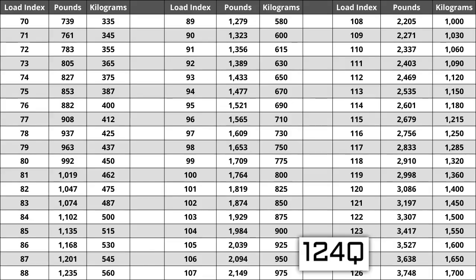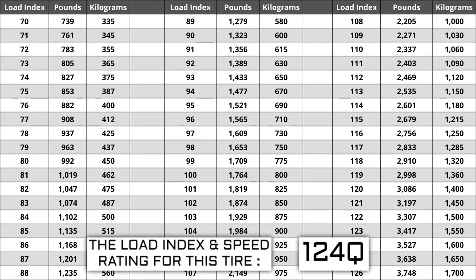The number 124 is the load index. This is the number relative to the weight capacity of the tire. The higher the number, the greater the load carrying capability of the tire. Load index ranges from 0 to 150. If you are replacing your tires, they have to be the same or higher load index, never lower.